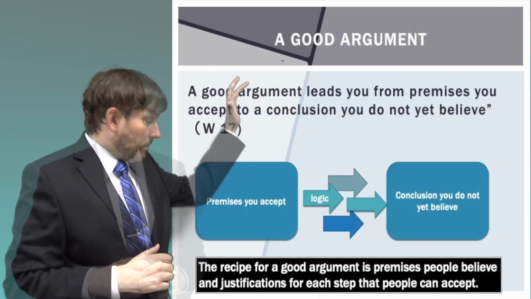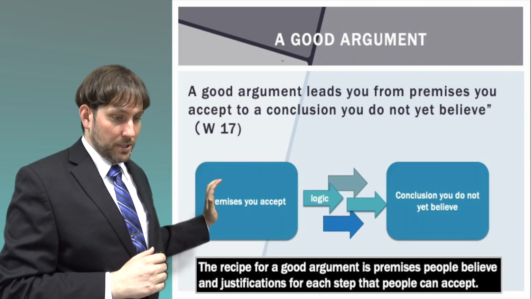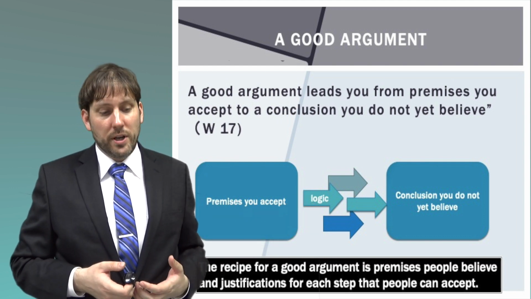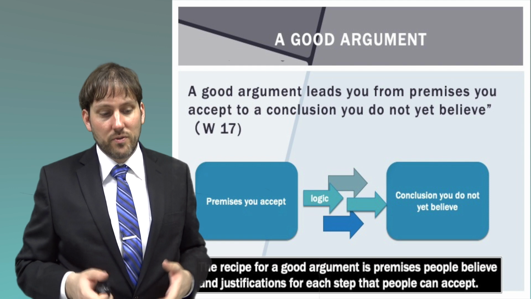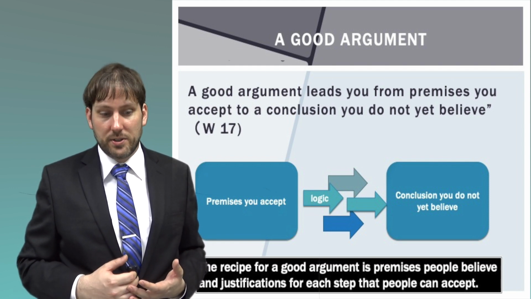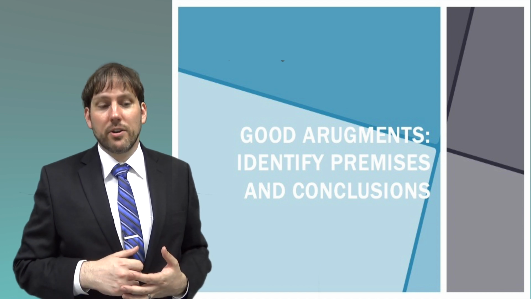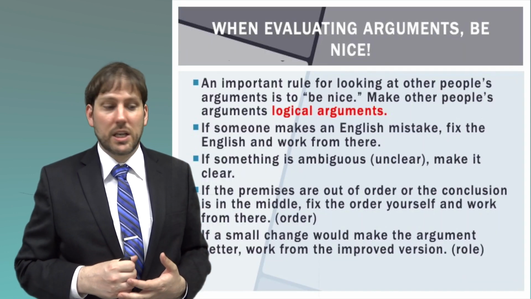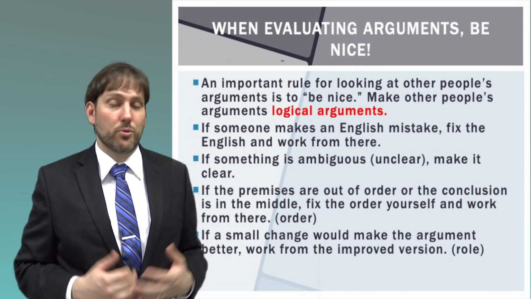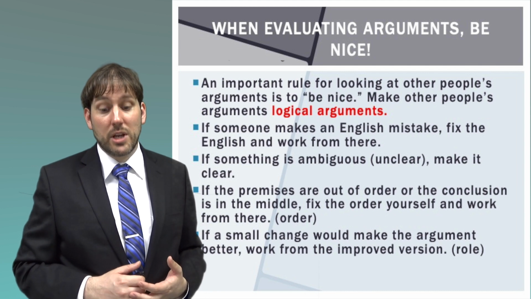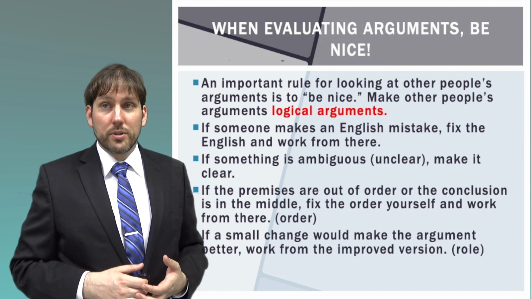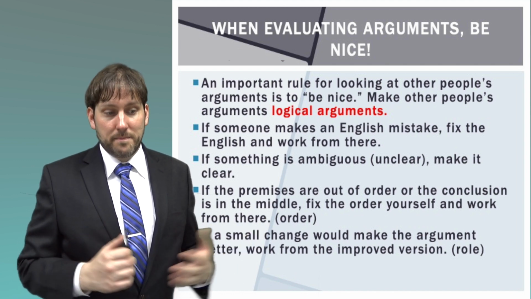A good argument takes you from premises you accept to a conclusion you do not yet believe. The recipe for a good argument is premises people believe and justifications for each step that people can accept. We're going to look at both of these things in this class. The first part of having a good argument, from the perspective of making an argument, is having a clear premise and conclusion. From the perspective of critiquing arguments, we want to be able to identify the premise and the conclusion.